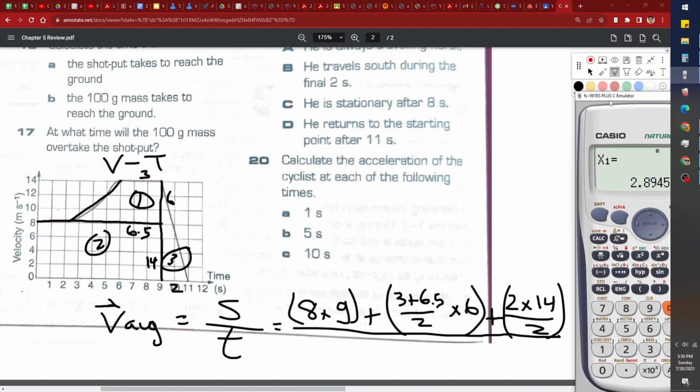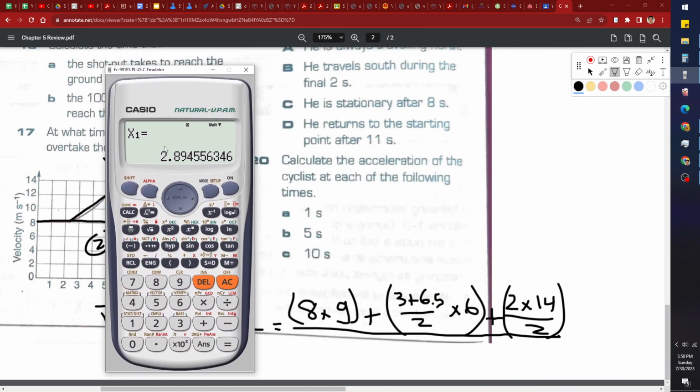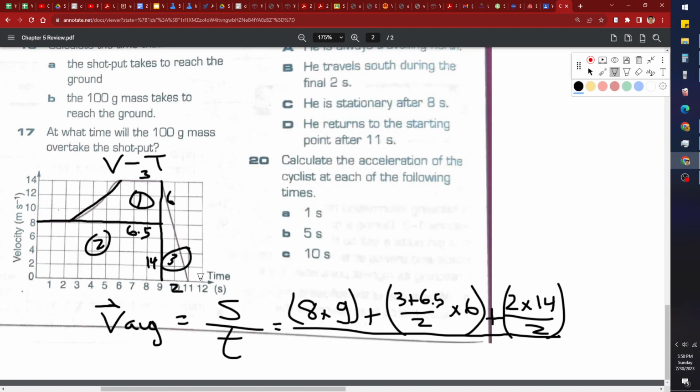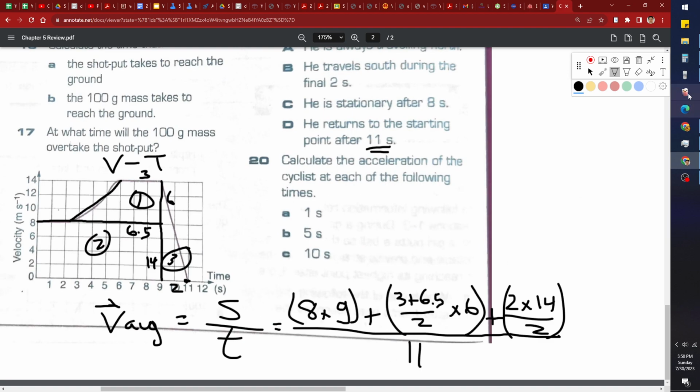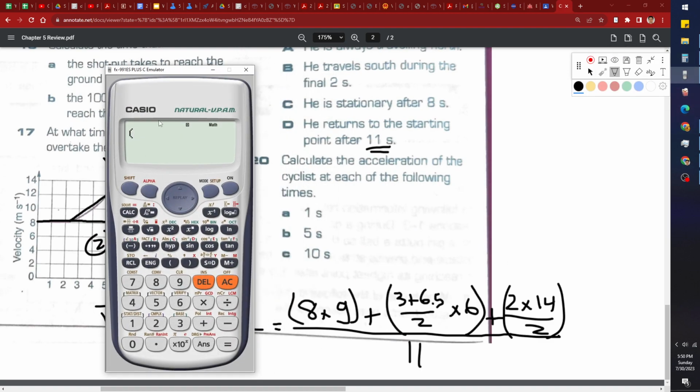Let's put it in my calculator. Make sure that it all looks the same. We got to change this back from the previous one, so just go to mode and then 1 for computation. Okay, why don't I just do it all? The total time is only 11 seconds, right? During the 11 seconds interval. So this is 11. So why don't we do it like that? Let me just get this one.